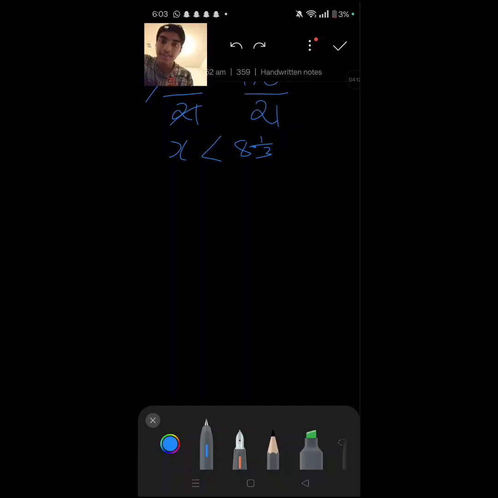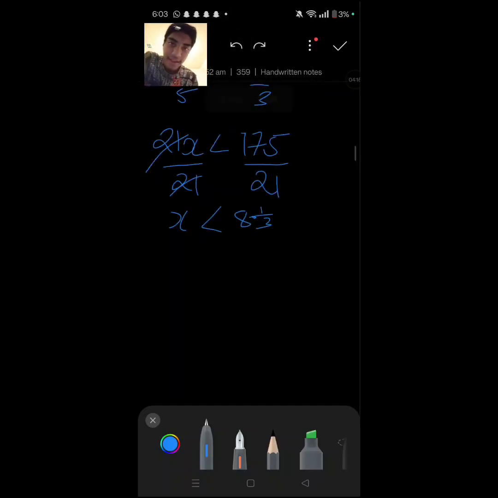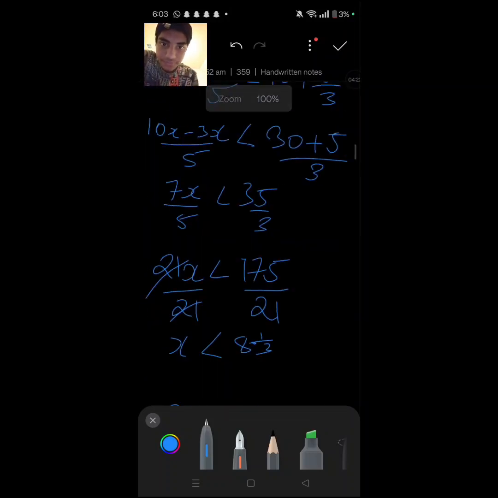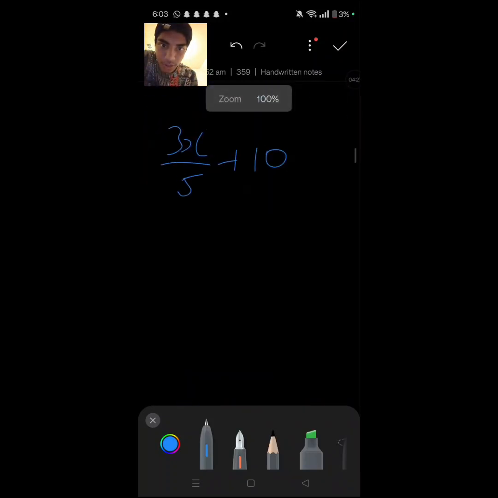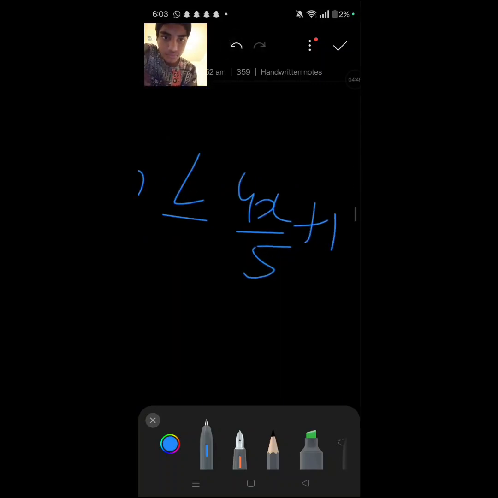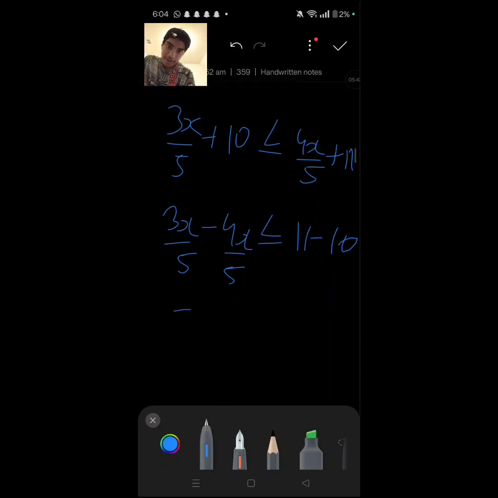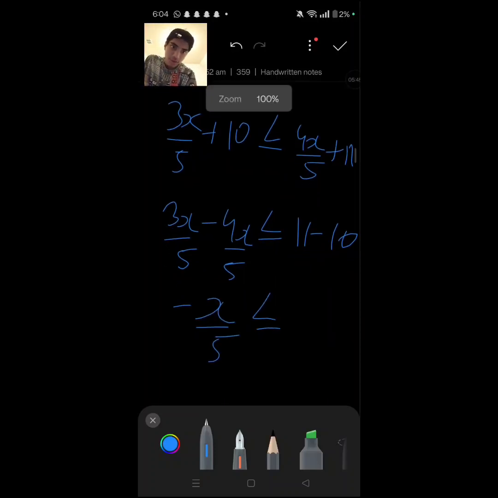Now we basically need to get what x is greater than. So we'll take the second part of the inequality, 3x by 5 plus 10. This thing over here is less than or equal to. And now basically just get all the x's to one side, constants to the other side. 3x by 5 minus 4x by 5 is less than or equal to 11 minus 10. So we have 3x minus 4x is minus x. Minus x by 5 is less than or equal to 1.